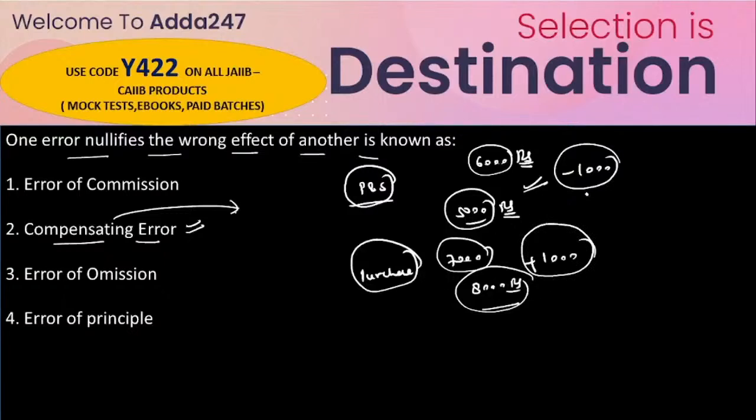That means here one error nullifies the other error. That is known as a compensating error. I hope it is clear now. So whenever one error compensates another error, that is known as a compensating error.